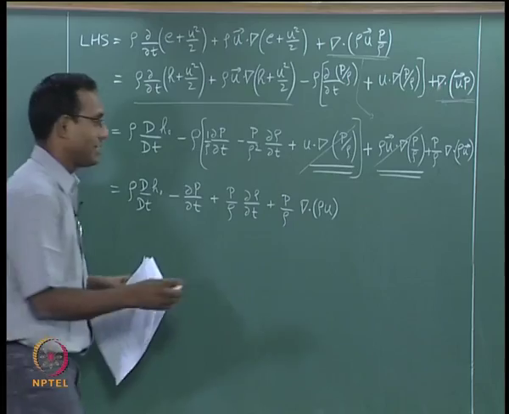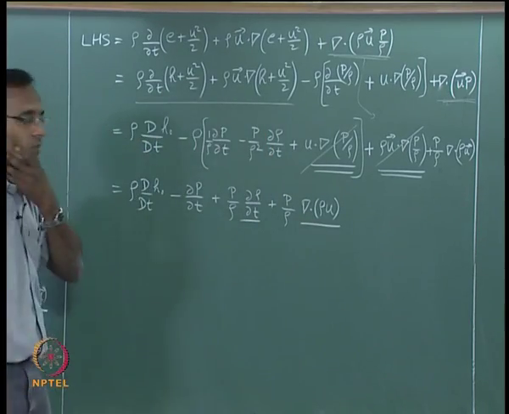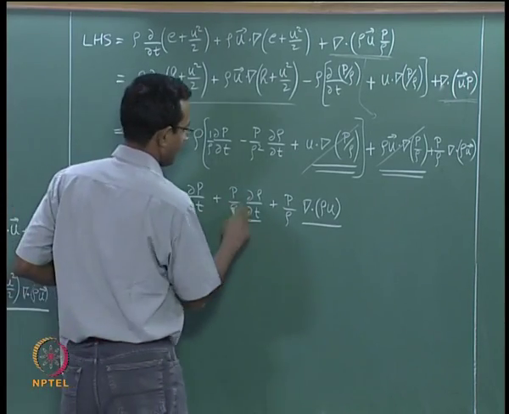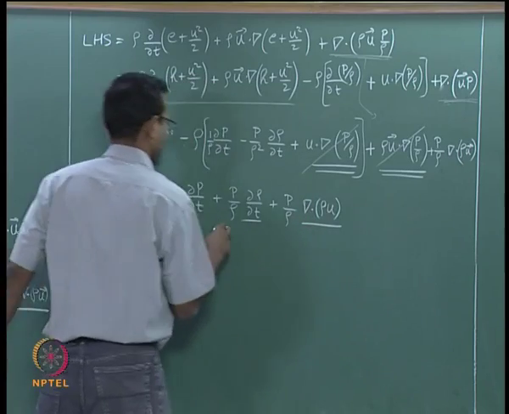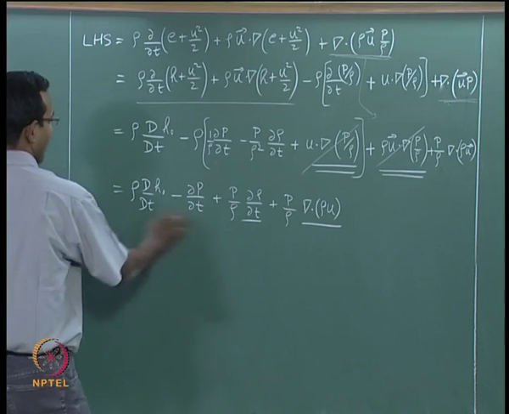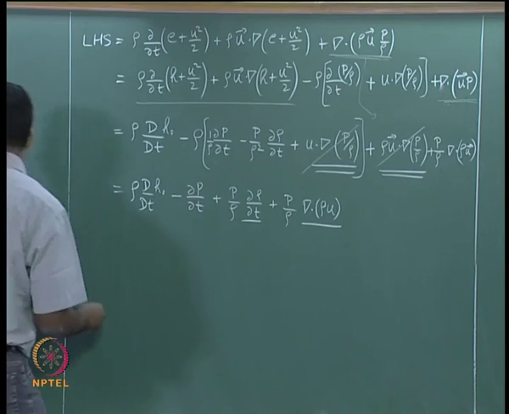Now again I am seeing that this plus this together is 0. Why? Again continuity equation. Okay. Continuity equation says this plus this is equal to 0. So p by rho multiplied by 0, these two terms will go away now. So I finally have left hand side to be just these two terms. Now I will bring all the other terms and write it together.